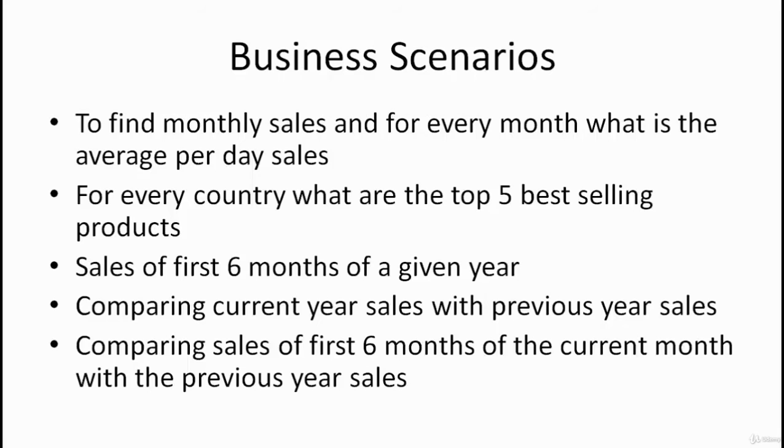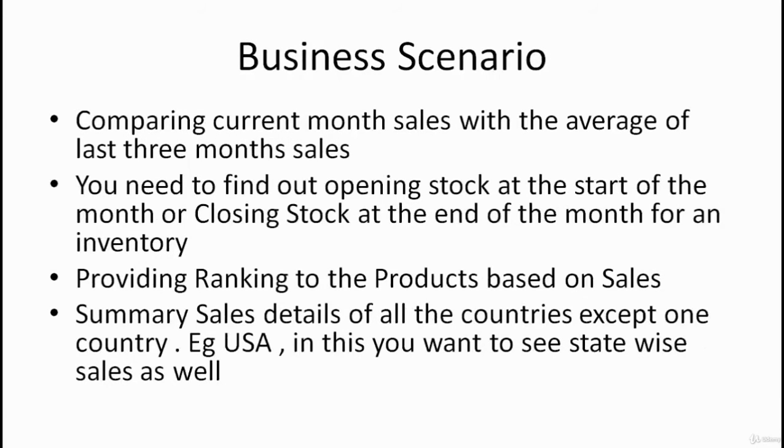Then for every country you want to find out top 5 best selling products. For example, what are the top 5 best selling products of Australia, then top 5 best selling products for Canada, Germany and so on. For a given year, I want to find out the sales of first 6 months. I want to compare the current year sales with the previous year sales. I want to compare the first 6 month sales of the current year with the first 6 month sales of the previous year. Then I want to compare current month sale with the average of last 3 month sales.